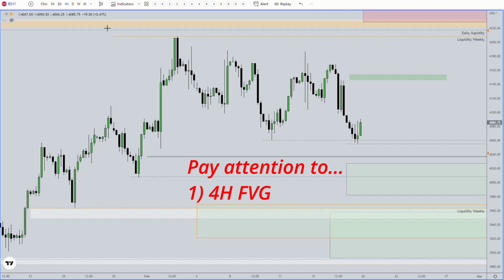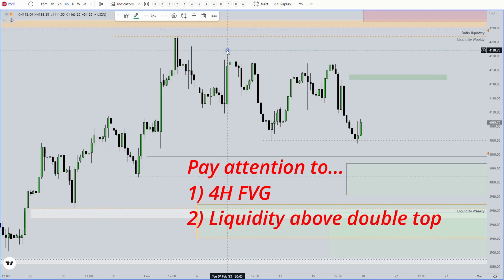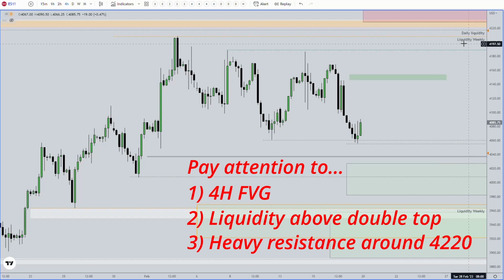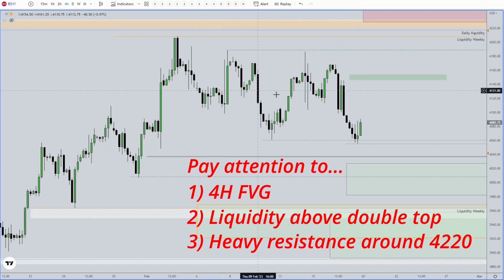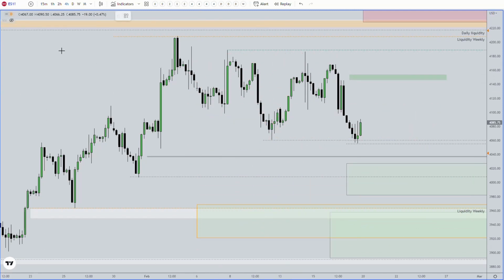4,145. And then I also see liquidity, a double top basically, starting at around 4,188, an area that we have already in depth talked about on the higher time frame analysis, and then this whole bunch of confluences starting at around 4,200 with weekly, daily liquidity, and obviously weekly and daily fair value gaps above us. These are the three areas you want to pay closer attention to.